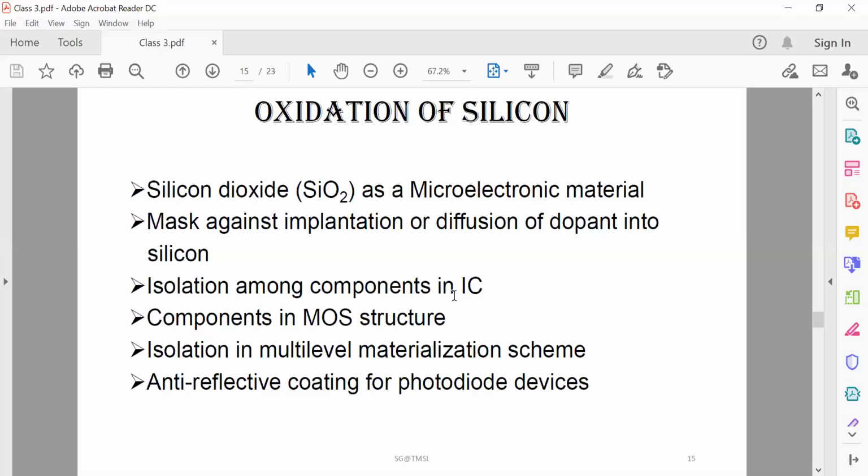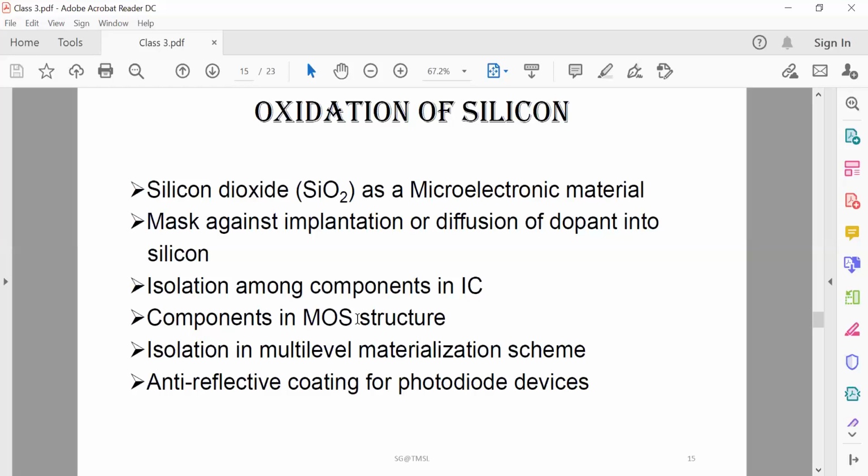The third application is components in MOS structure. That is a gate electrode, silicon dioxide, which is used as a gate material. That is a component in MOS structure. Okay, then it is isolation in multi-level metallization schemes. In case of VLSI, you may know that 3, 4, 5, 6, and 7 to 8 layers of metallization are used nowadays. So obviously from one layer to another layer, you have to isolate. For that isolation, you can use silicon dioxide as a dielectric material in between two metal layers. So that is one application of silicon dioxide for multi-level metallization scheme isolation.